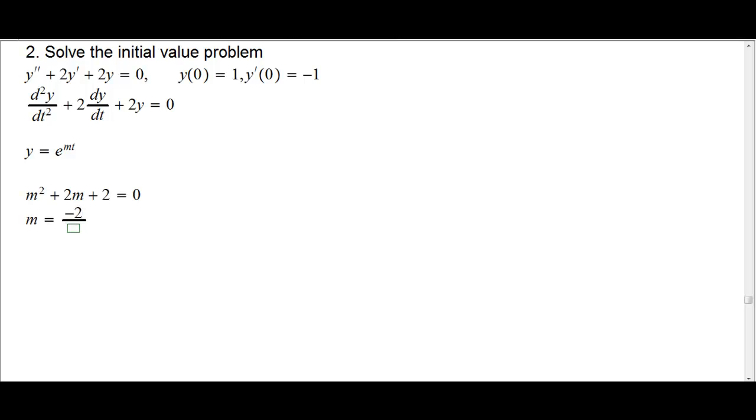So -2 plus minus the square root of, how much is 2 squared? That's a 4, right? 4 minus 8. Okay, very nice. So everybody fine on this so far, right? Brenda, is that good? Okay. Yes, that will be -4.